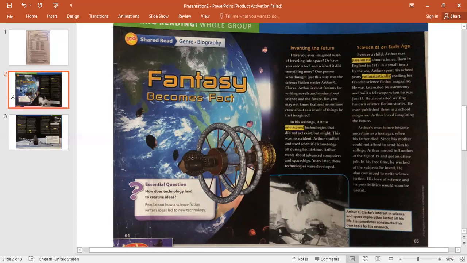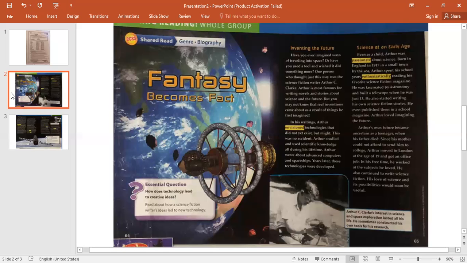All right, so Arthur loved imagining the future. This now makes it clear to us why the title of this biography is Fantasy Becomes Fact.